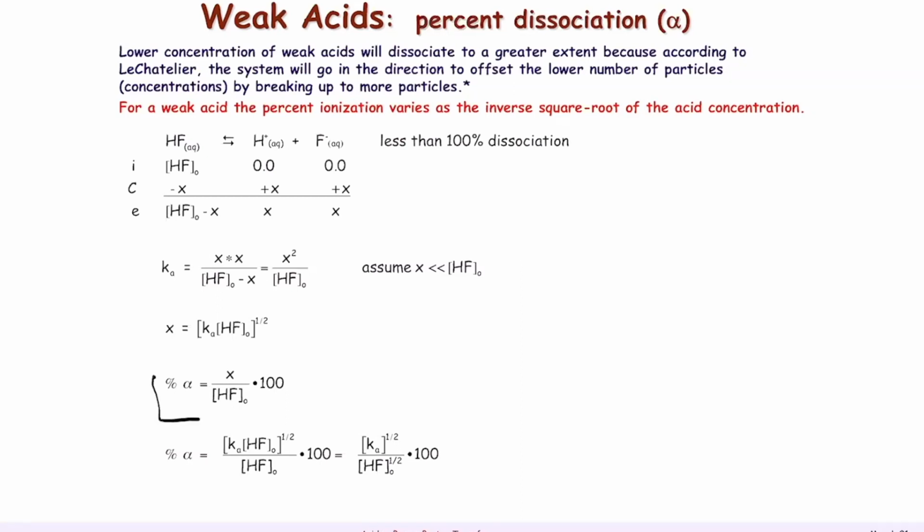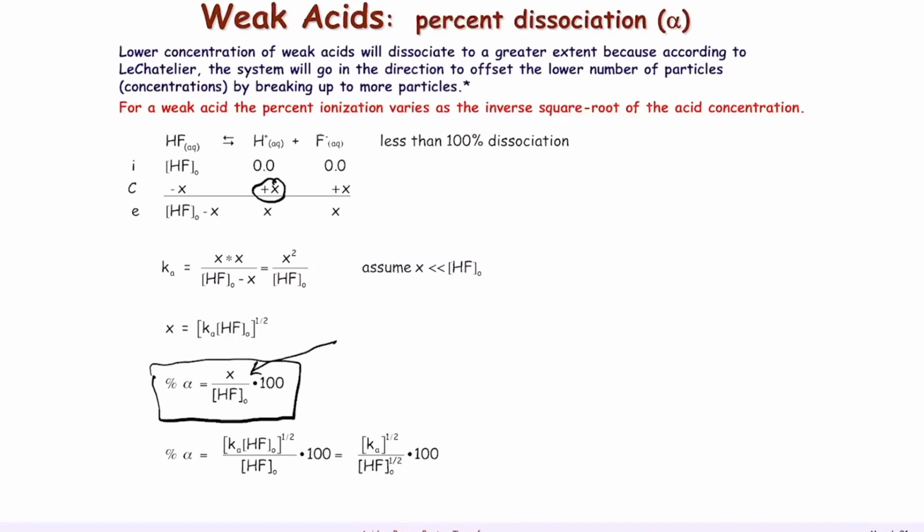This is alpha. And this is X. But alpha tells you that the percent dissociation is directly proportional to how much of the ions form, how much hydrogen ion forms. That's your X. That's this right here.